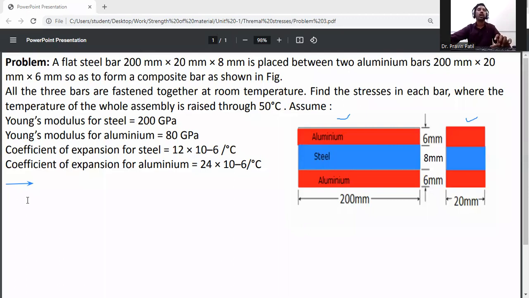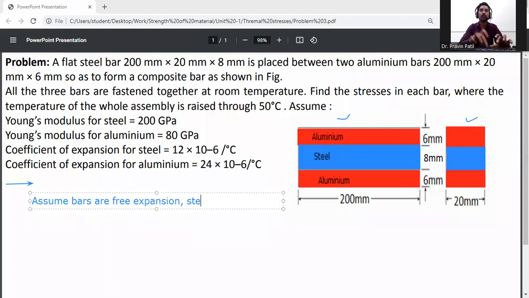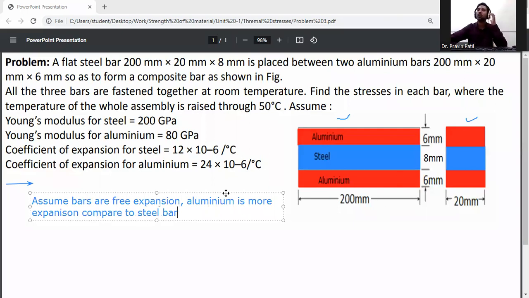First of all, assume the bars are free to expand. The aluminum bar will expand more compared to the steel bar, because the coefficient of thermal expansion of aluminum is more as compared to steel.